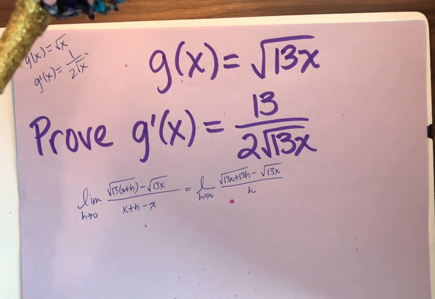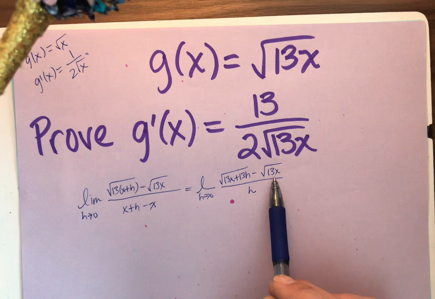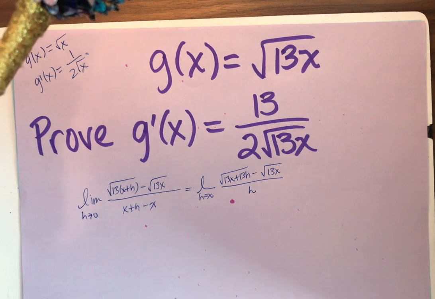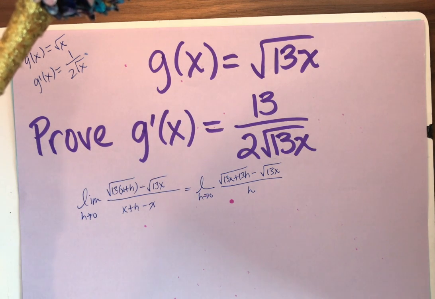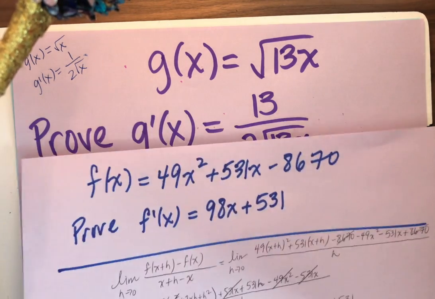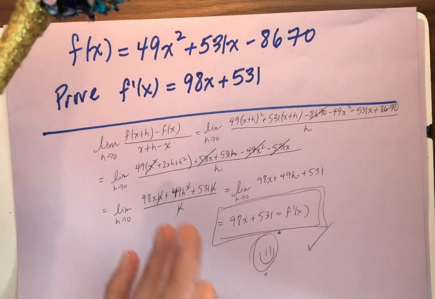At this stage in the game, if I was to take the limit and substitute h as 0, this term would go away. The h would be 0, and I would have the square root of 13x minus the square root of 13x, which will give me 0 over 0. So I know I need to do more work. Now, in the past, we saw a polynomial in which we FOILed out and simplified. I happen to have a previous example right here. When I was proving, I would FOIL out and look to see things cancel.